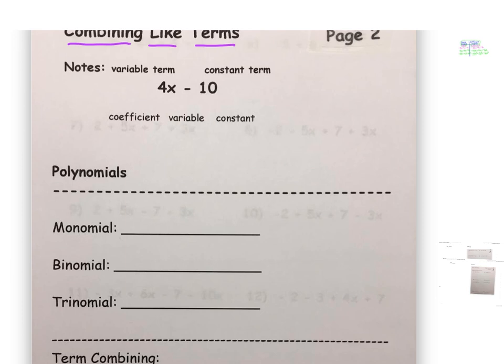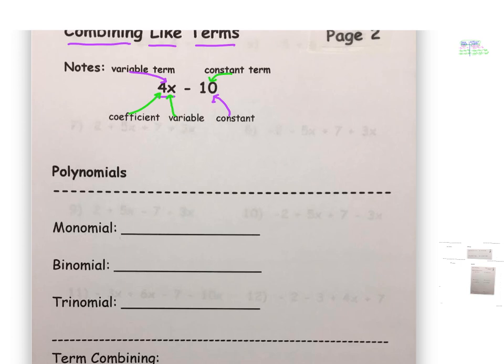But let's talk about what a term is. A term is a piece or a part of an expression. This particular term is called the variable term. It's made up of two parts. The 4 is called the coefficient, and the x is the variable part. This is the variable term. And then there's the constant term. The -10 or the loss of 10 is called the constant term. And constants can only be combined with other constants.